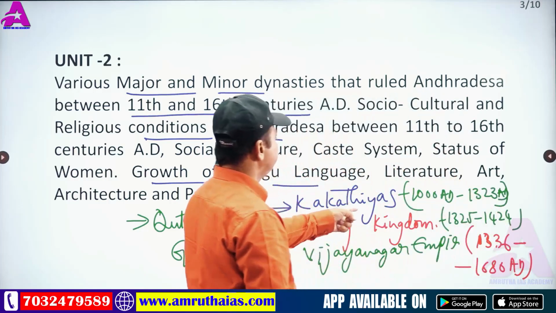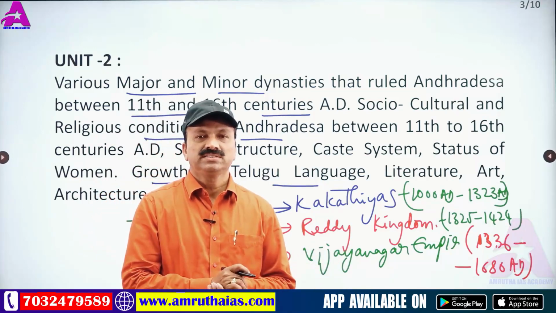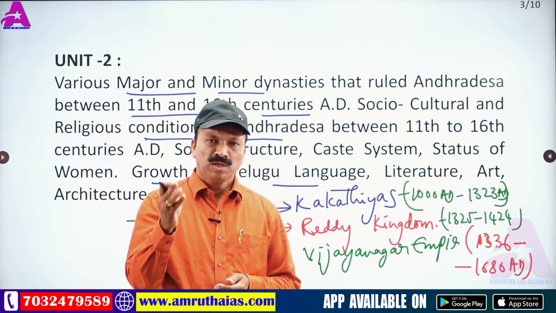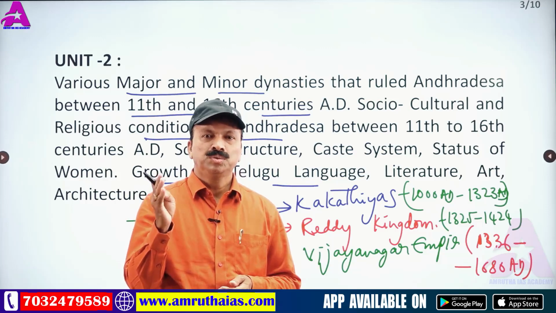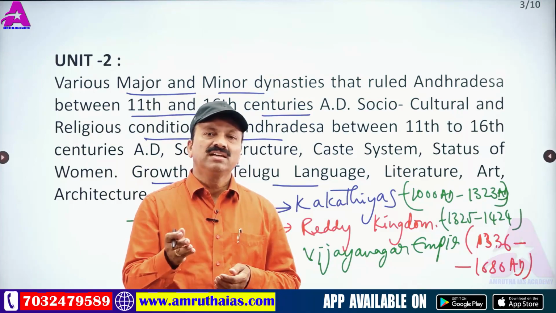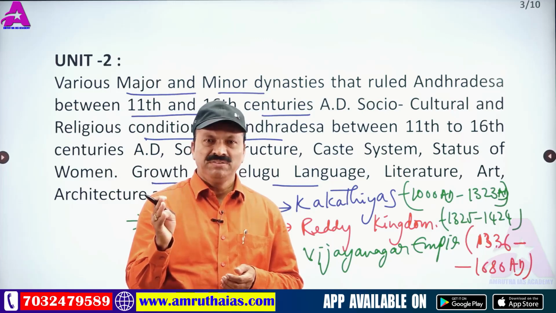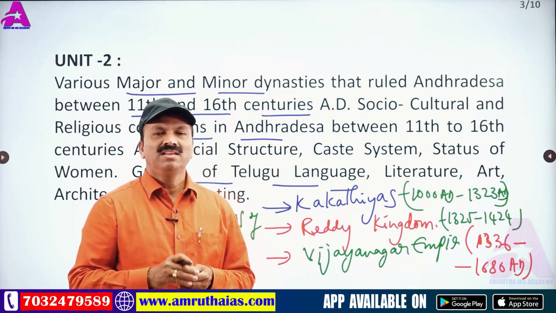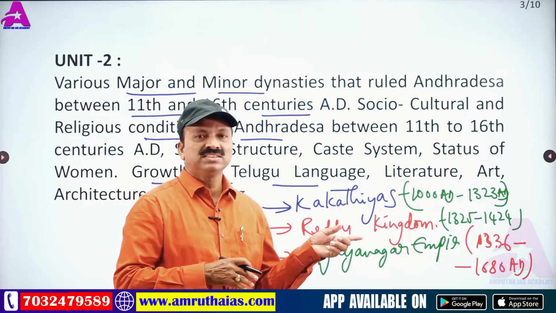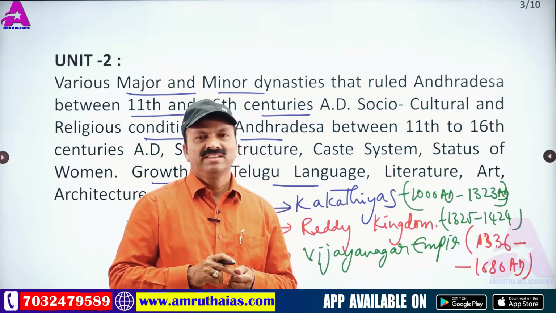In early Kakatiyas, it started with Betarazu 1, Prolarazu 1, Betarazu 2, Durgarazu, Prolarazu 2. These are all early Kakatiyas. Later Kakatiyas: Rudradeva, Mahadeva, Ganapati Deva, Rudramadevi, Prataparudra 2. These you have to remember. Ganapati Deva was the greatest ruler in that dynasty.